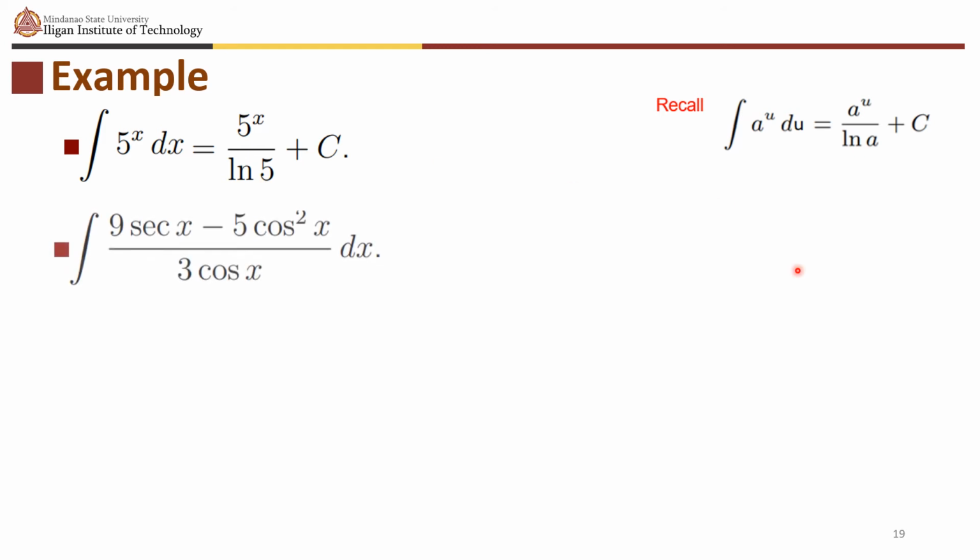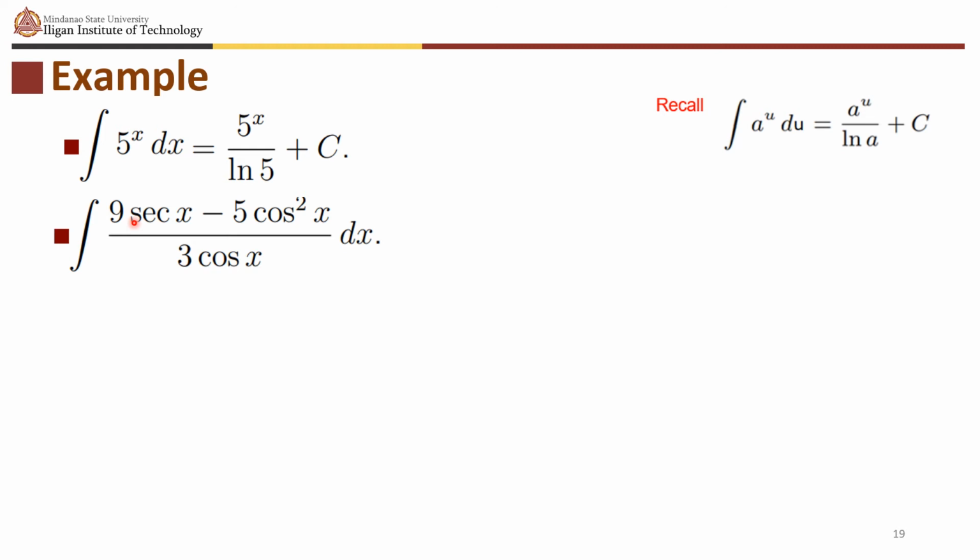For the next example, we have the integral of 9 secant x minus 5 cosine squared x all over 3 cosine x dx. Notice the divisor is a monomial. So we can actually take the integral first of 9 secant x all over 3 cosine x minus the integral of 5 cosine squared x dx.